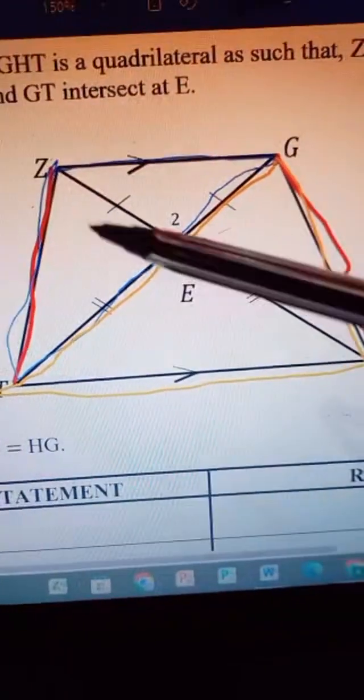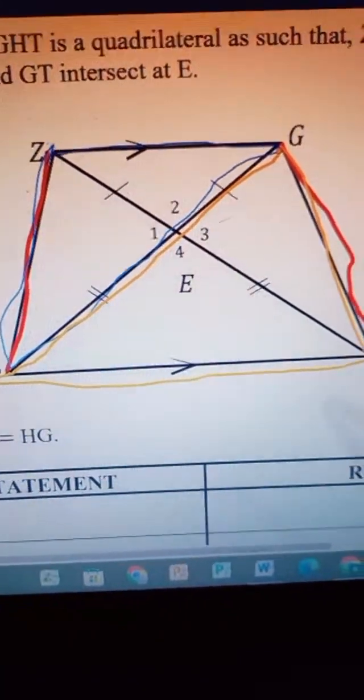Therefore, this means that ZH is equal to TG, right? ZH is equal to TG. So now we have a side which is equal. The moment we have sides which are equal, we are good to go. We have sides which are equal, so we have an S.